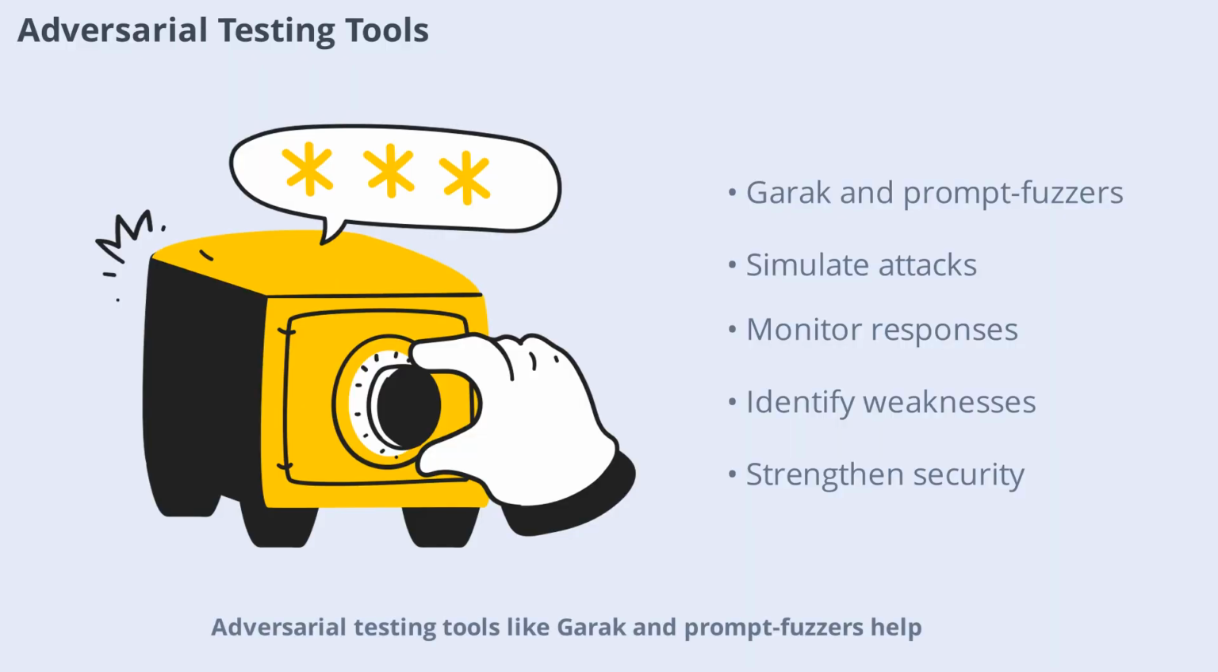Adversarial testing tools like Garak and prompt fuzzers help evaluate your LLM system's vulnerability to prompt injection. Simulate attacks and monitor system responses to identify weaknesses. Regular use of these tools strengthens your application's security and resilience.